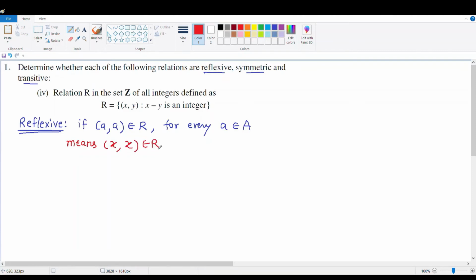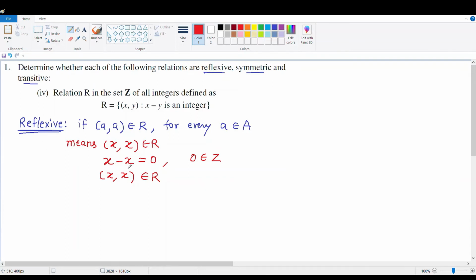To check that, think this: x minus y is an integer. That means x minus x must be an integer. So x minus x is what? 0. Of course 0 is an integer, so it's going to belong to R, right? Because to belong to R, just this condition must be true, that x minus y is an integer. Here x and y are both the same, so x comma x belongs to R, because it is reflexive.